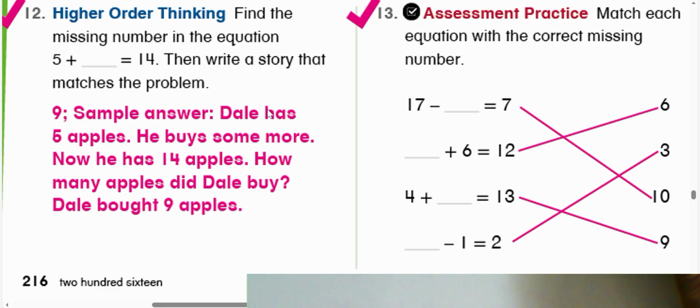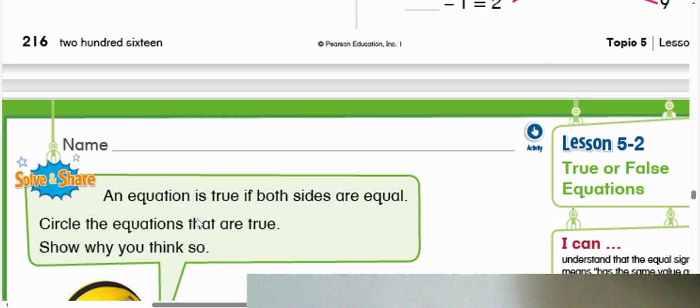Here's the example. He has 5 apples. He buys some more. Now he has 14 apples. How many apples did Billy buy? Billy bought 9 apples because 5 plus 9 equals 14.